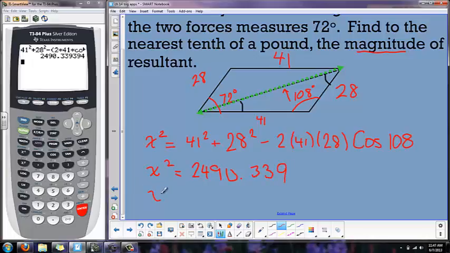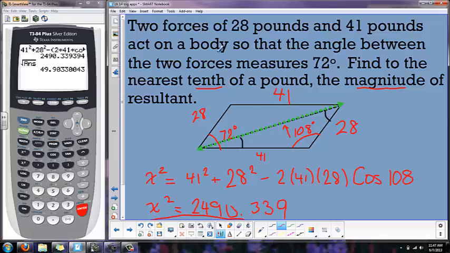So if that's what x squared is, what is x? I can just take the square root of that. X is equal to 49.9 pounds. And it said to the nearest tenth of a pound, so there you go, 49.9. That is my answer. So it's really not that bad.